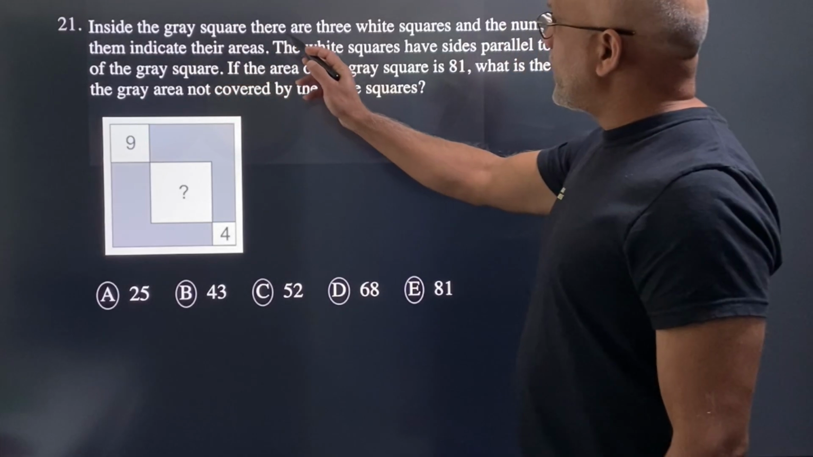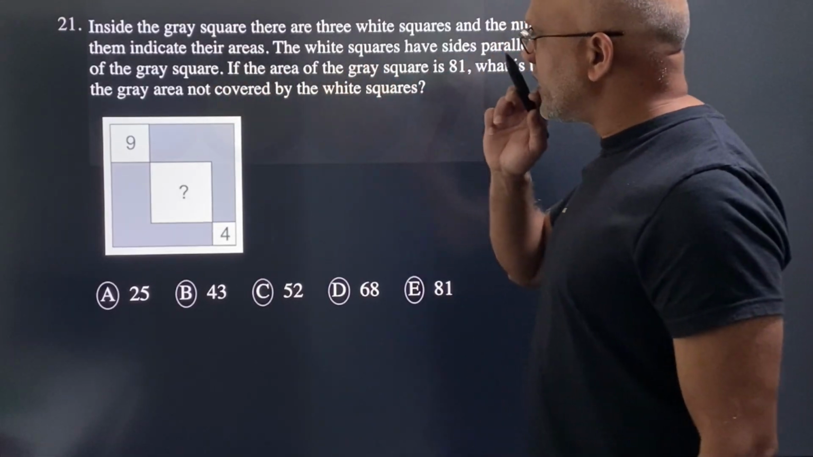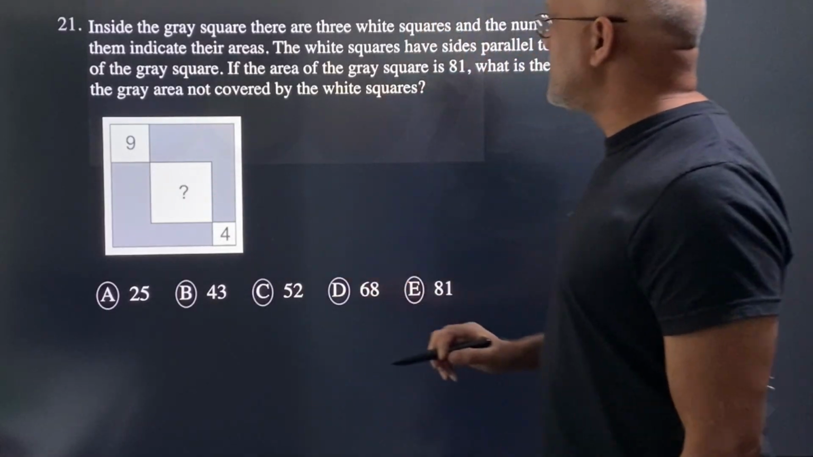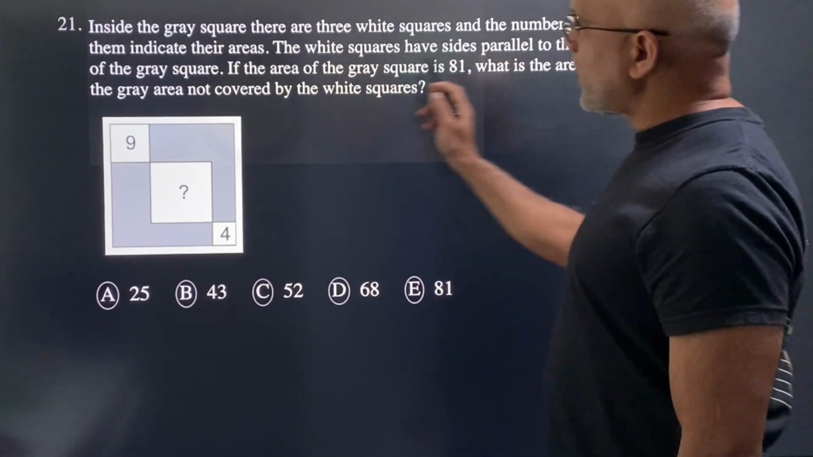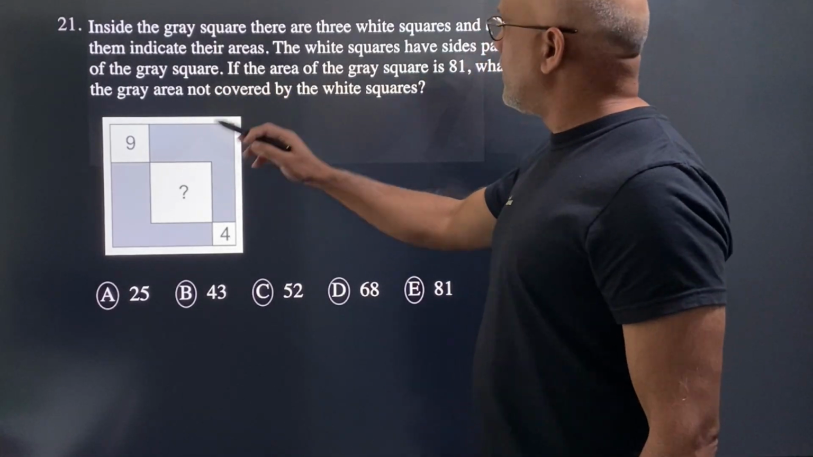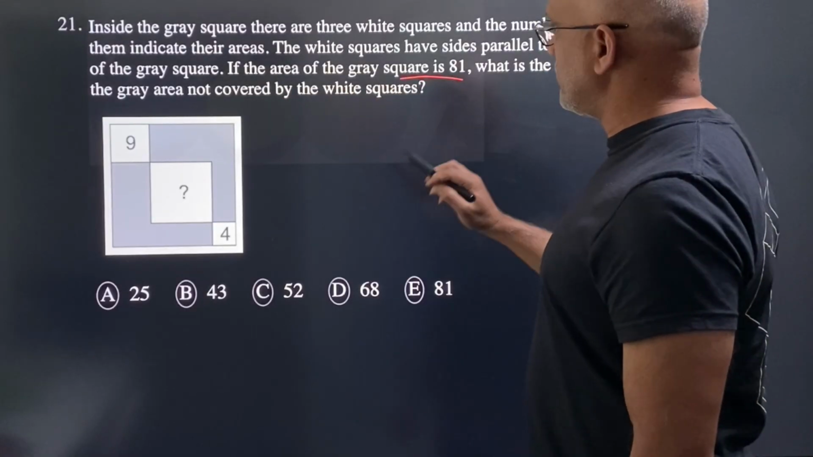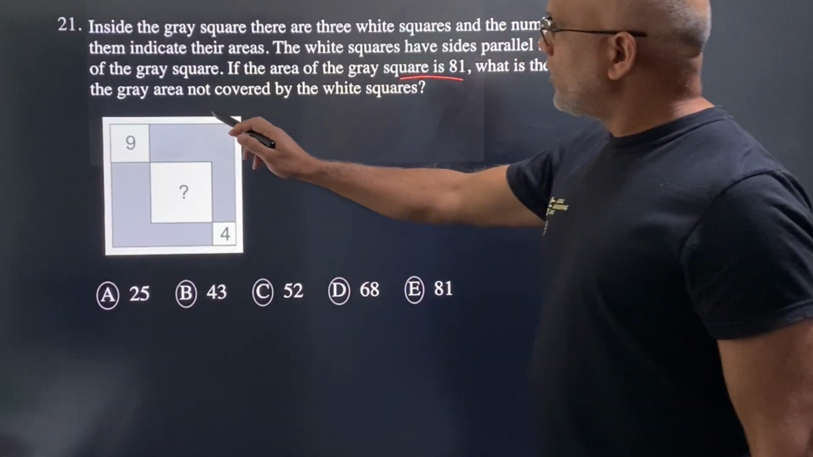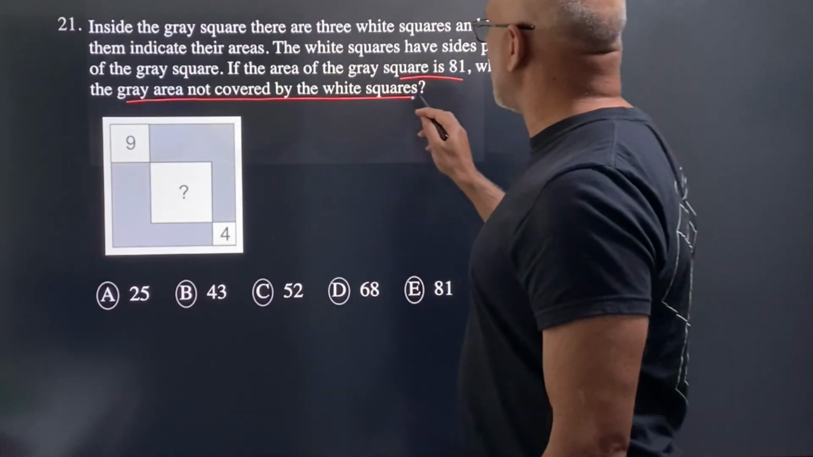Inside the gray square, there are 3 white squares, and the numbers inside them indicate their areas. Okay, so this is a big gray square, and there are 3 white squares inside. The white squares have the sides parallel to the sides of the gray square. That's fine. That's clear from the picture. If the area of the gray square is 81, the whole area is 81. What is the area of the gray area not covered by the white square? Okay, gray area not covered by the white square.